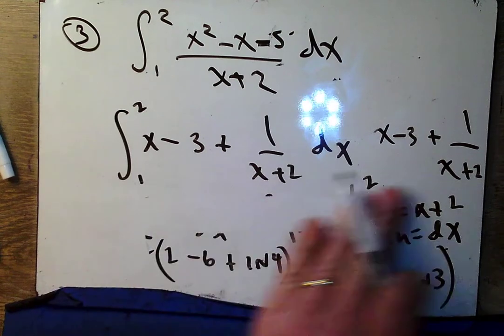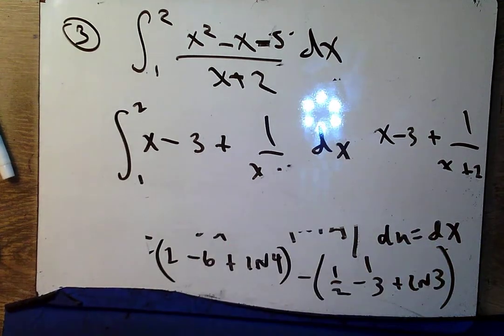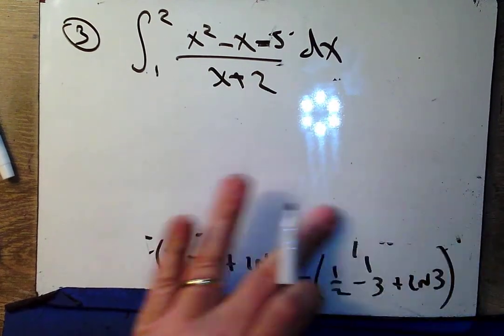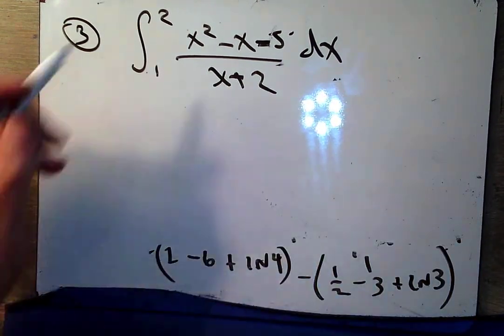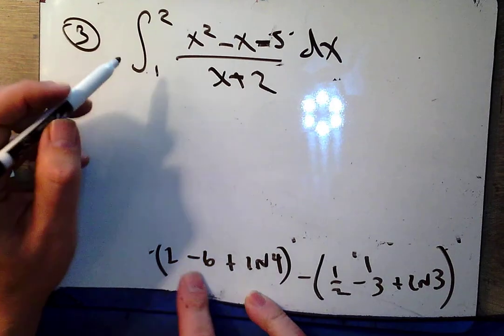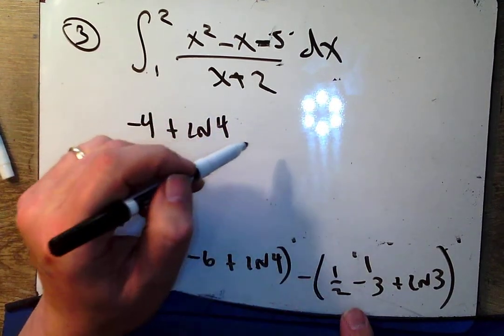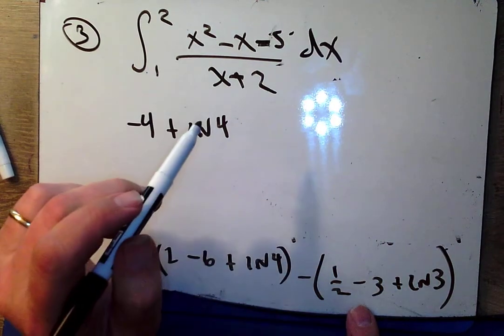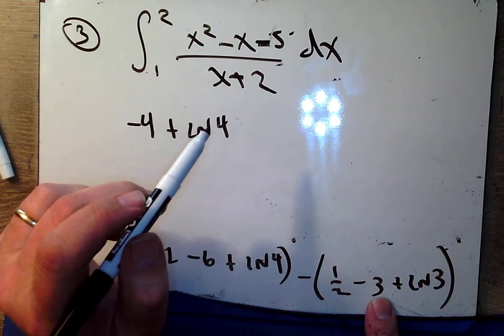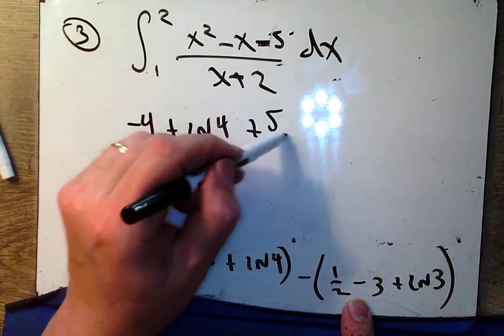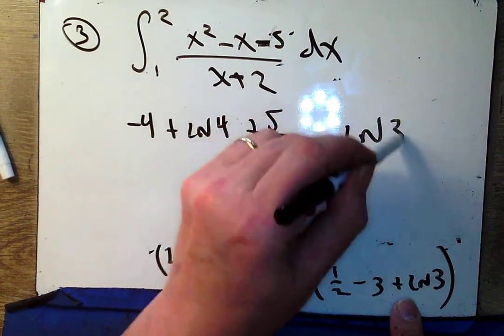All right. Are we taking this further? We're taking this further. Okay. I like multiple choice because then I get to see, am I really doing it right? And it's going to be negative 4 plus ln of 4. Okay, that's 6 halves. So it's negative 5 halves. Minus a minus is plus 5 halves. Minus ln of 3.